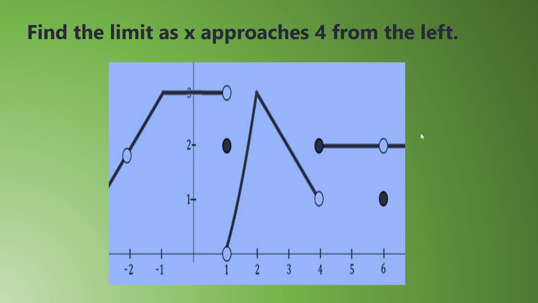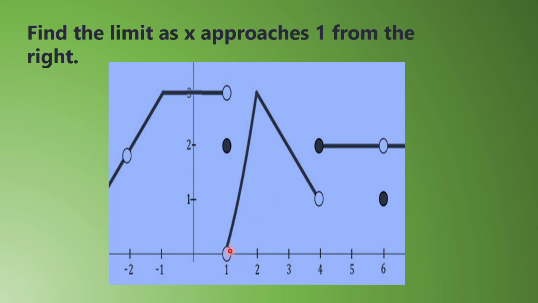Find the limit as x approaches 4 from the left. So let us trace our graph. This is x is equal to 4. This would be from the left of 4. And as we move closer and closer to 4, f of x or y approaches 1. So the answer here is 1. If we write this one, the limit of the given function as x approaches 4 from the left is equal to 1.